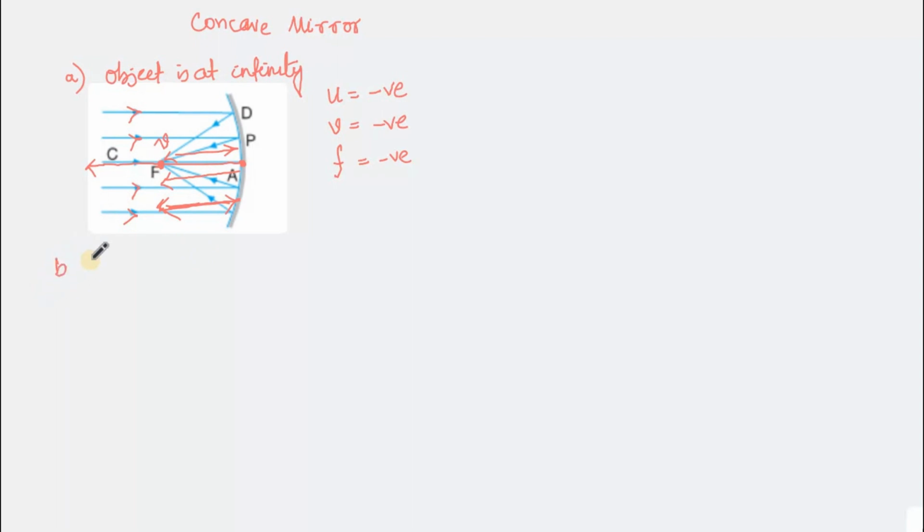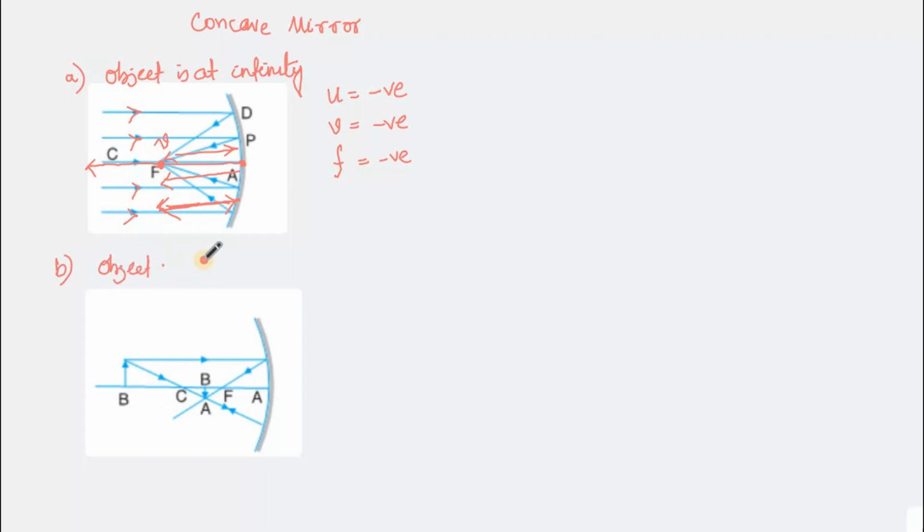Now come to the second case. The second case is when the object is kept beyond C. So the object is beyond the center of curvature. Now you see here, AB is the object, right? And to measure the object distance from the pole, we have to go towards the left along the negative x-axis. So our u is negative over here, right?